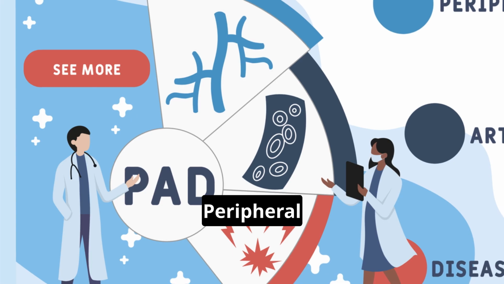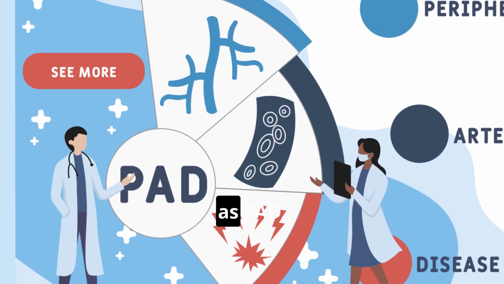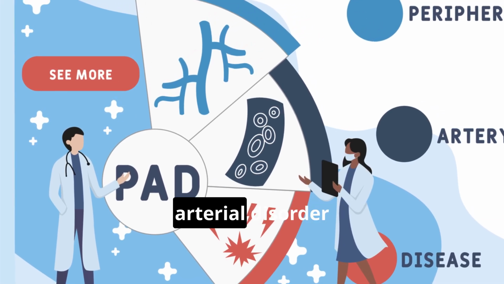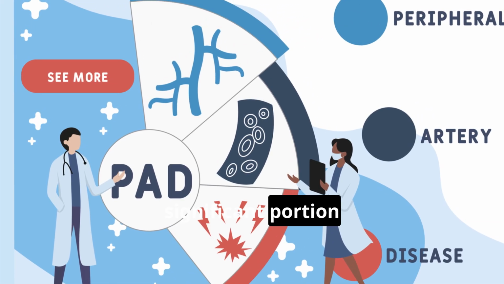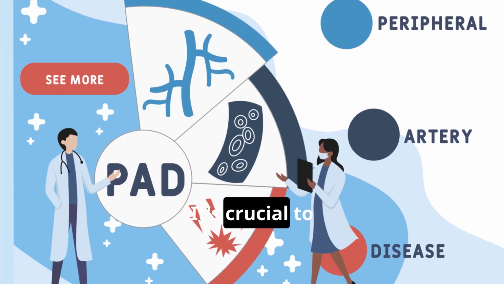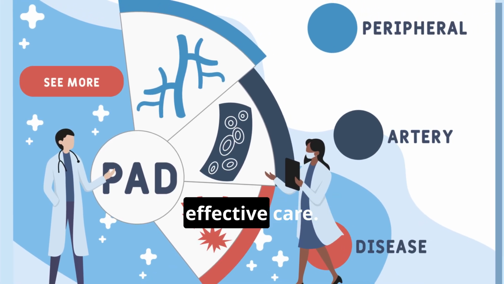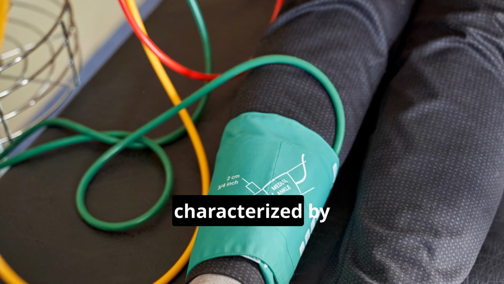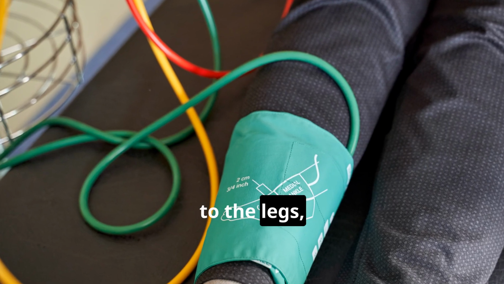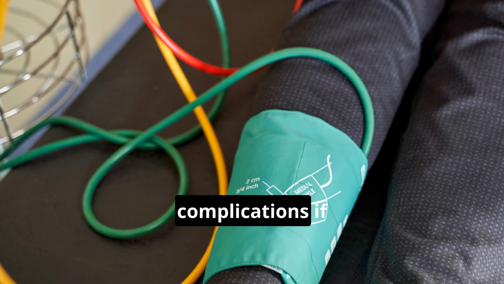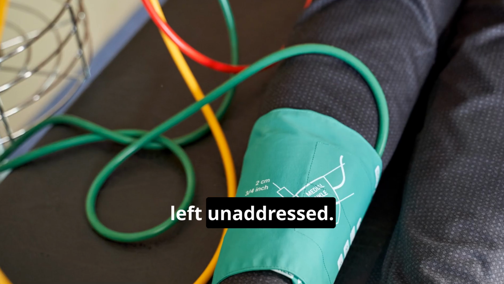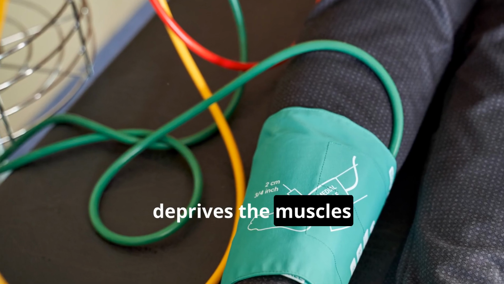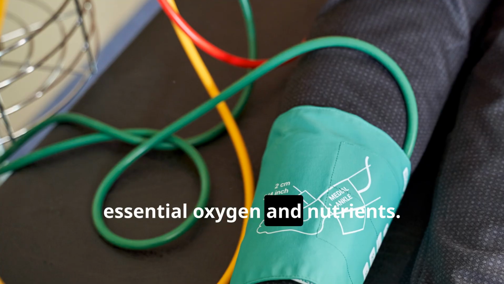Peripheral arterial disease, often referred to as PAD, is the most common arterial disorder affecting a significant portion of the population. It's crucial to understand this condition to provide effective care. PAD is characterized by reduced blood flow to the legs, which can lead to a variety of complications if left unaddressed. This reduced flow deprives the muscles and tissues of essential oxygen and nutrients.